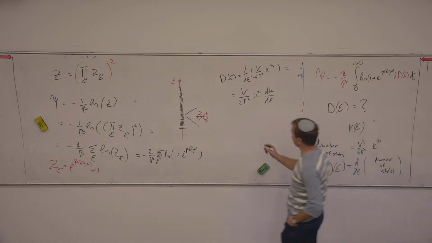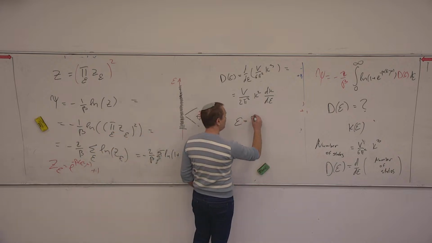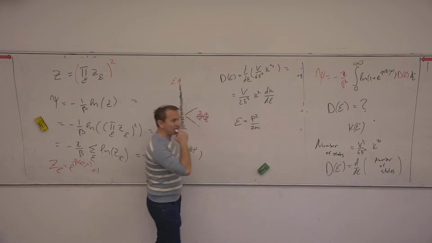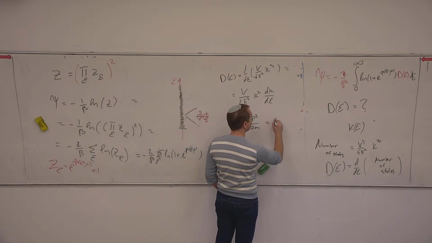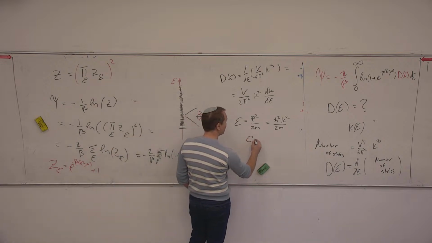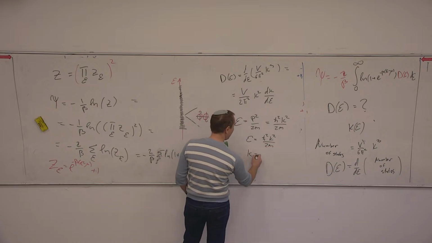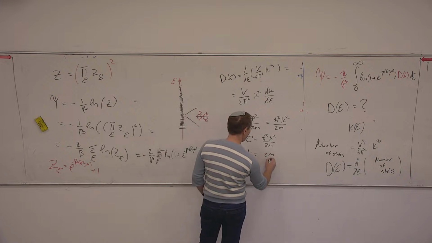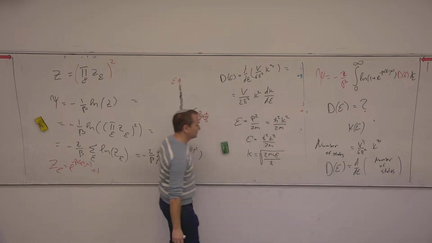But I know the following thing. Epsilon, the energy, is p squared divided by 2m. What is p? ħk. So ε equals ħ²k² divided by 2m, or k equals the square root of 2mε divided by ħ².